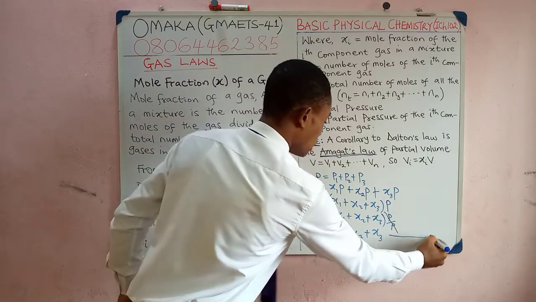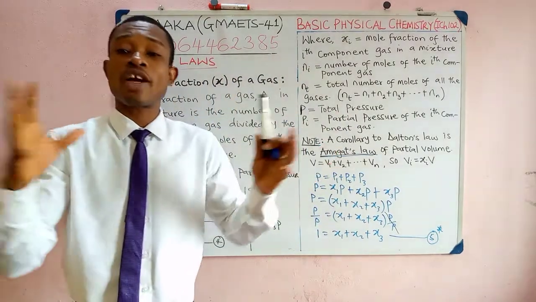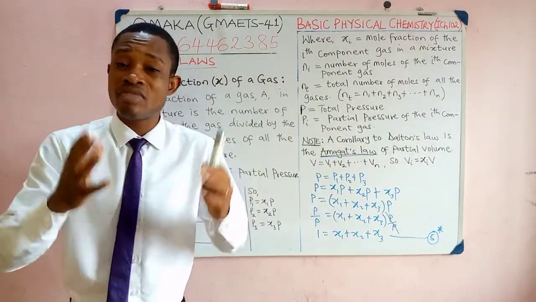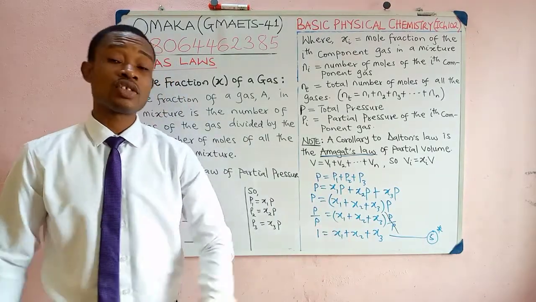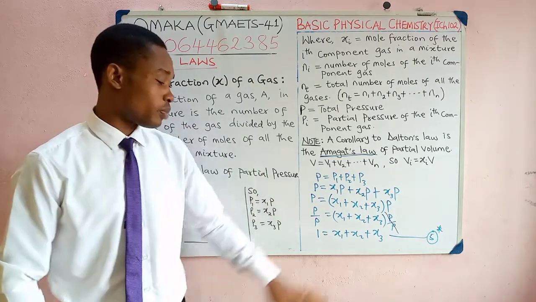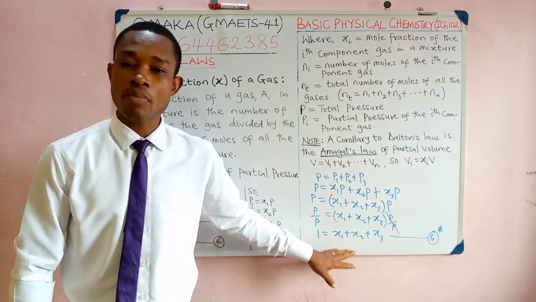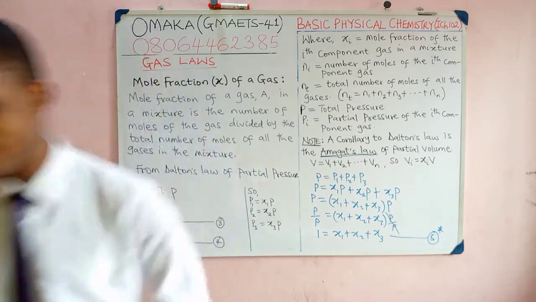Please take note of this equation 5. I'm going to star it. What does it mean? That if you add all mole fraction of a given gas component in a mixture, you will get what? 1. Of course, mole fraction can also be converted into a percentage as well by multiplying it by 100. Please take note of this. Sum of all mole fraction is equal to what? 1, that is unity.